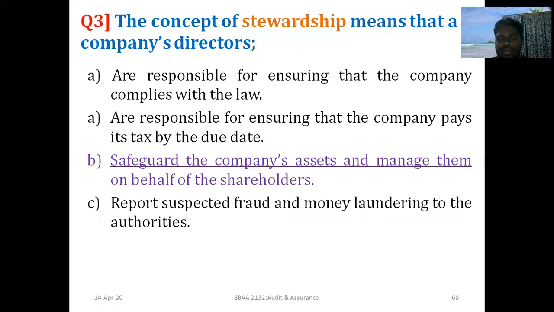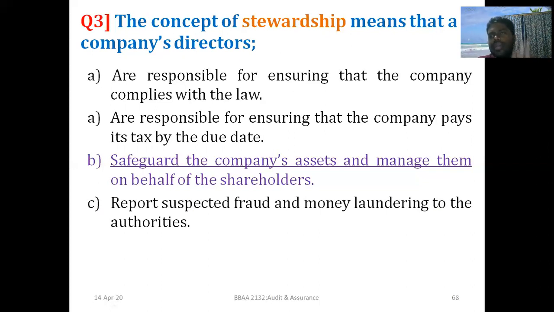Okay. So the third question, you can read the question: the concept of stewardship means that a company's directors... For this question, you can underline the term stewardship. Yes, we discussed it under the additional information in the PowerPoint. What do you mean by stewardship? Simply, you know, what does it mean? Look after the company assets.